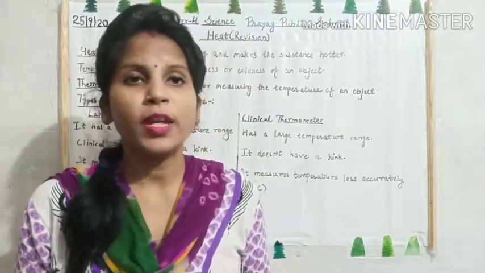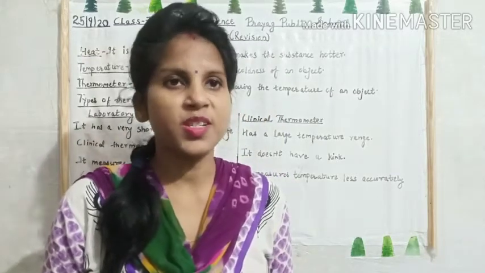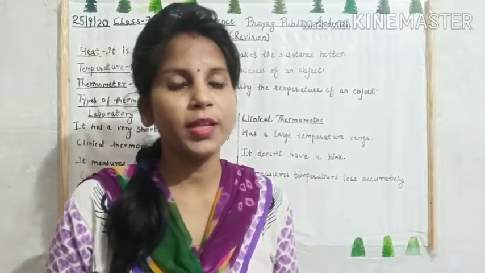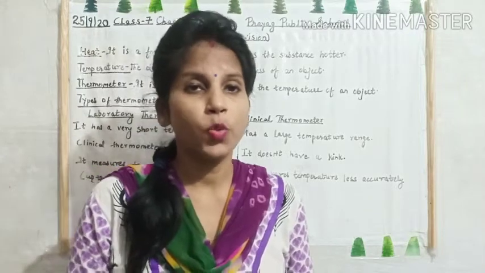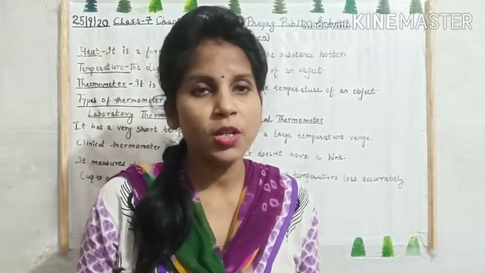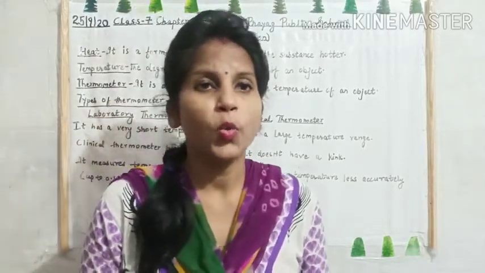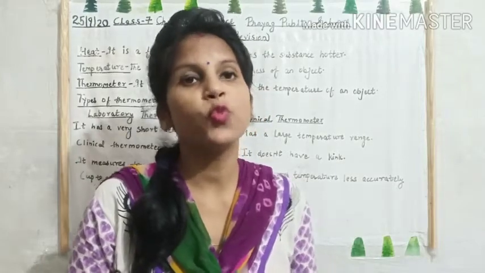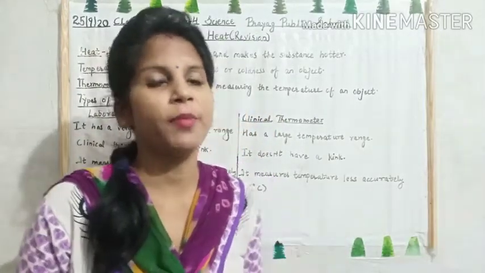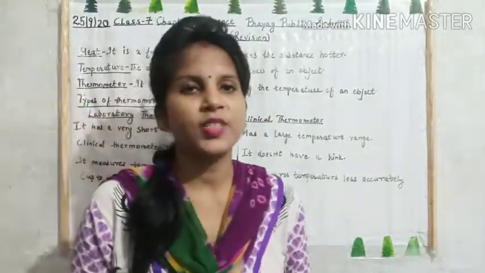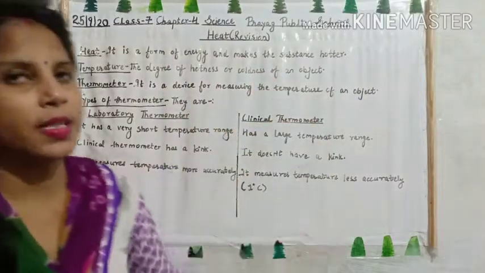Okay, how can we say that a substance is hot or cold? When the temperature of a substance is high, it is hot, and when the temperature of a substance is low, it is called cold. By touching we can identify whether a substance is hot or cold. We cannot see heat, but we can feel it. We can feel it by the temperature effect. Kisi bhi substance ko touch karke hum identify kar sakte hain whether the substance is hot or cold. Okay, so heat is a form of energy and makes the substance hotter.